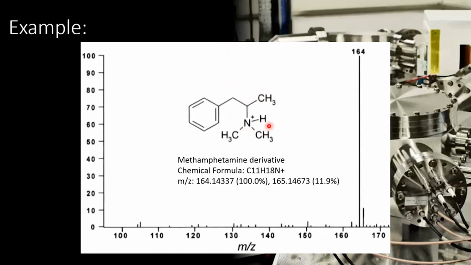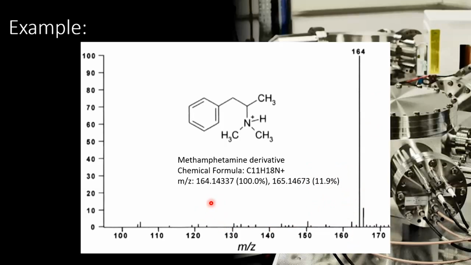It's protonated, so this is probably after an electrospray experiment because it actually has that proton included. And we can see that the predicted mass to charge ratio that we're looking for, for this cationic fragment, is 164.14337. And that is the 100%, so that's the largest peak that you would see. And then down here we can see this 11% lower abundance peak at 1 Dalton higher.